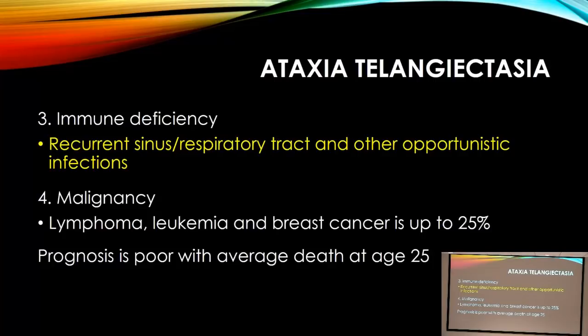And an increased risk of a whole host of malignancies. So these would be probably the three most common: lymphoma, leukemia, and breast cancer. All right, so again, a poor prognosis, just a devastating condition. So death usually in mid-20s overall.